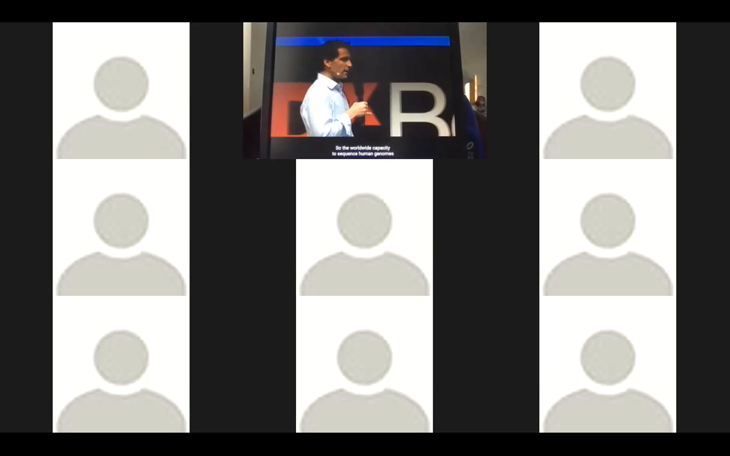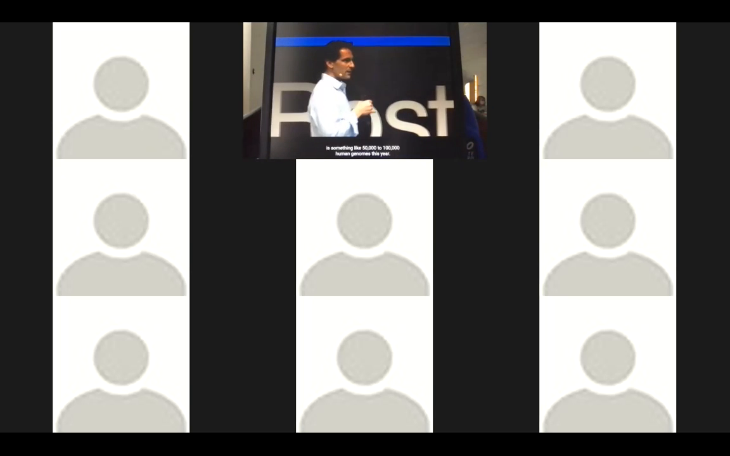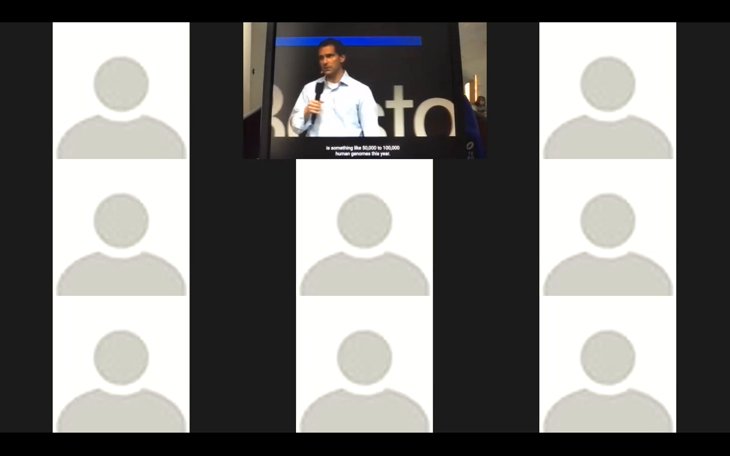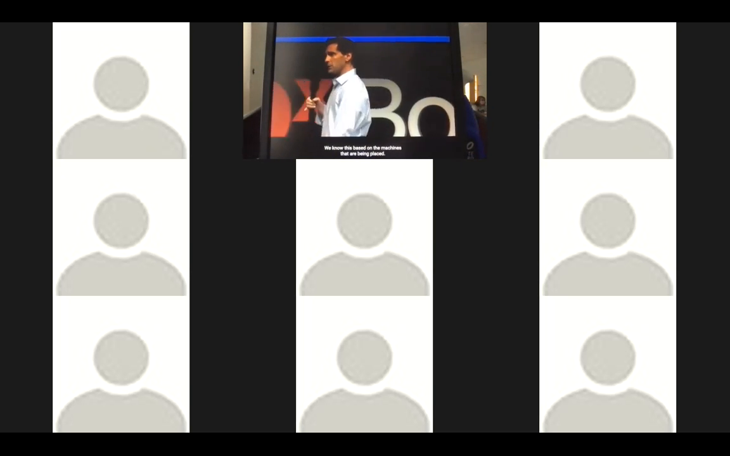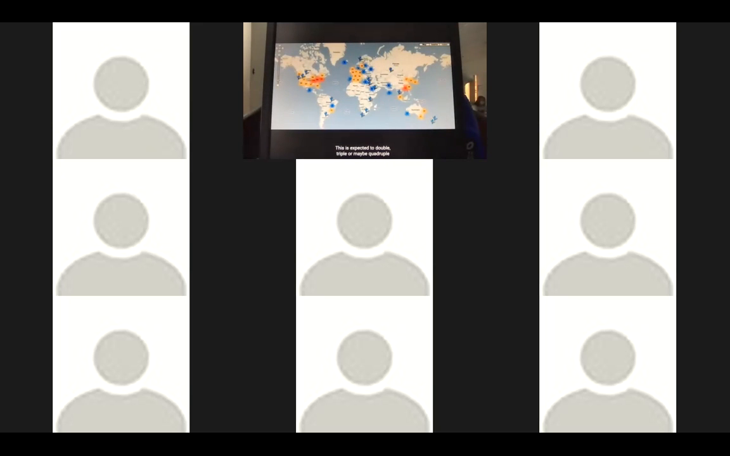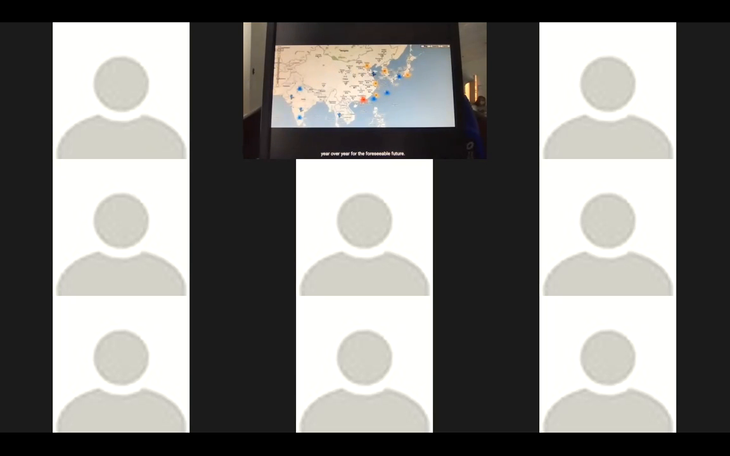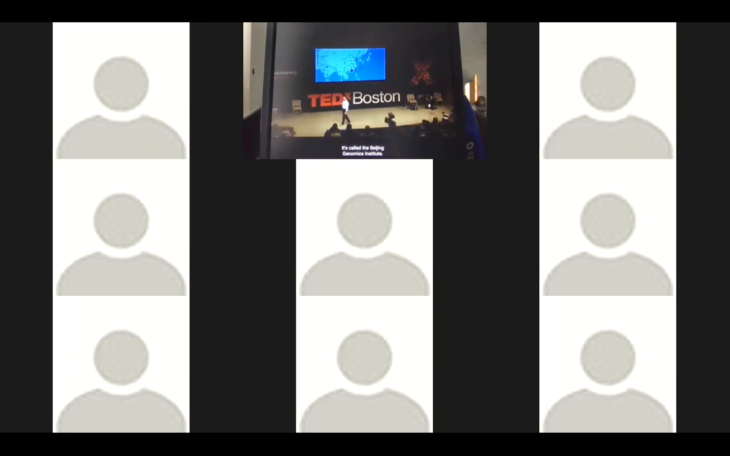So the worldwide capacity to sequence human genomes is something like 50 to 100,000 human genomes this year. And we know this based on the machines that are being placed. This is expected to double, triple, or maybe quadruple year over year for the foreseeable future. In fact, there's one lab in particular that represents 20% of all of that capacity. It's called the Beijing Genomics Institute. The Chinese are absolutely winning this race to the new moon, by the way.